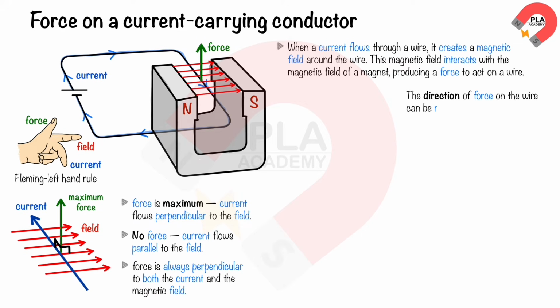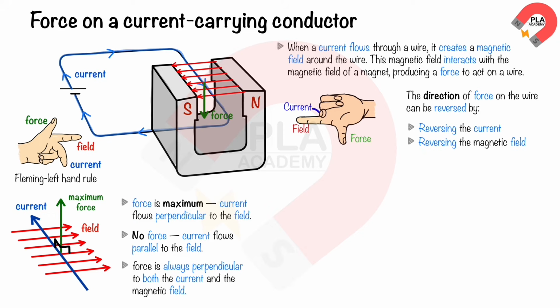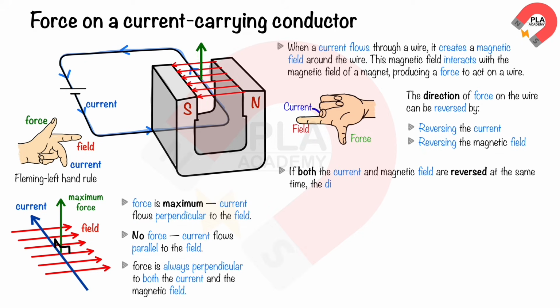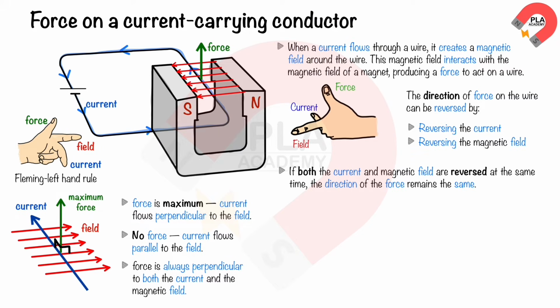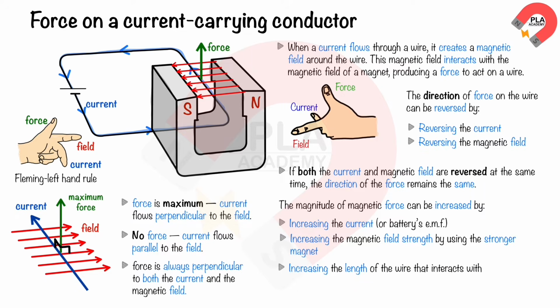The direction of force on the wire can be reversed by reversing the current or reversing the magnetic field. If both the current and magnetic field are reversed at the same time, the direction of the force remains the same. The magnitude of the magnetic force can be increased by increasing the current, increasing the magnetic field strength by using a stronger magnet, or increasing the length of the wire that interacts with the magnetic field by adding more loops.